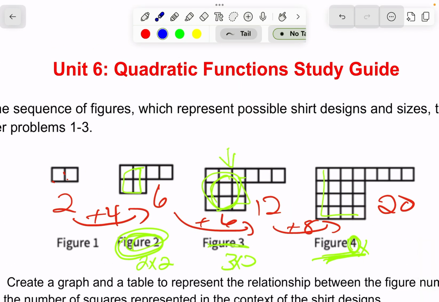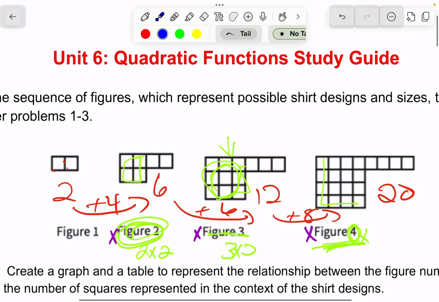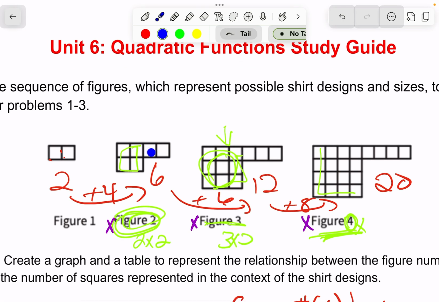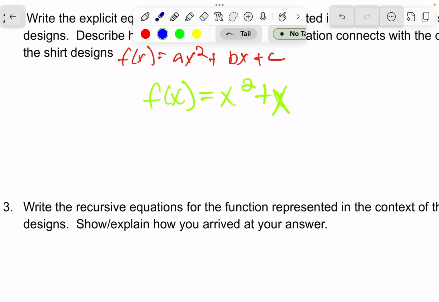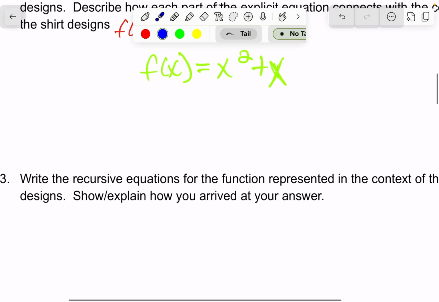This is x. The figure number is x. And I am adding that x value each time. Okay, so I have plus x. So f of x equals x squared plus x. This is going to be your explicit function. And you can plug in some values there and it will check out.